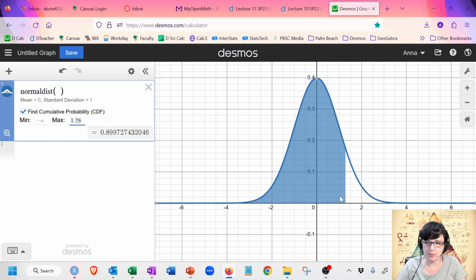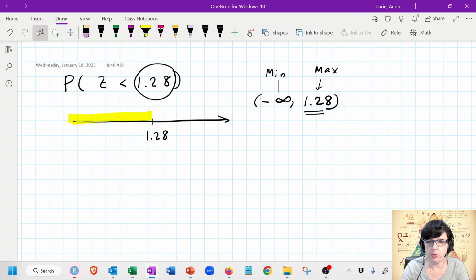Now, the good part about Desmos is it not only computes the probability for you, but also shades it. You can see that the total blue area is 0.8997, which should make sense because the total area under the curve equals 1, and that is definitely not 1. There is still some part that's not shaded, right? So this is a left probability, a less than probability. For a less than probability, you will be using minimum -infinity, maximum 1.28.